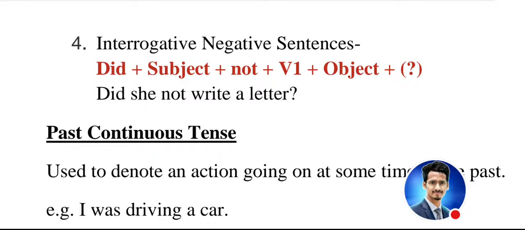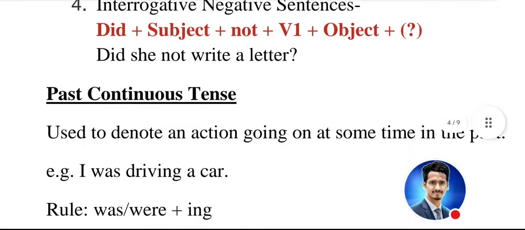Let's go to the next sentence, which is interrogative negative. Did subject not V1 object. If you see did, do, does in any sentence, then you have to think that the verb form must be V1 or present form. For interrogative we see did, and for negative we see not. So did she not write a letter?